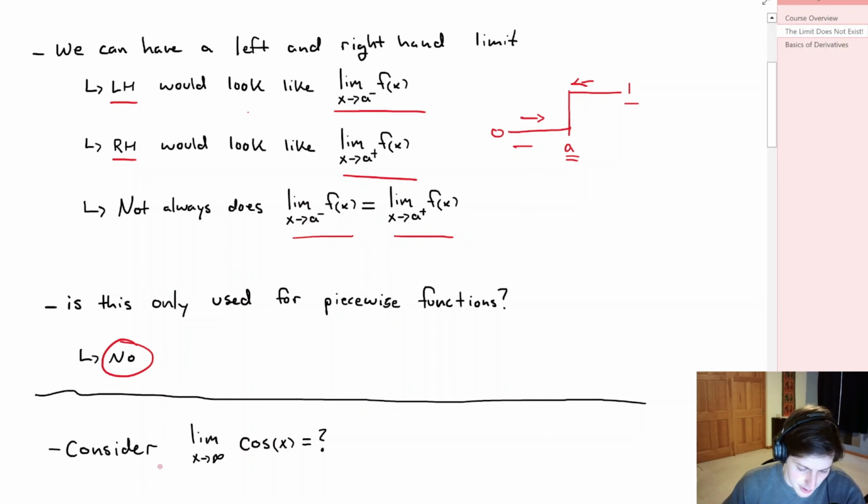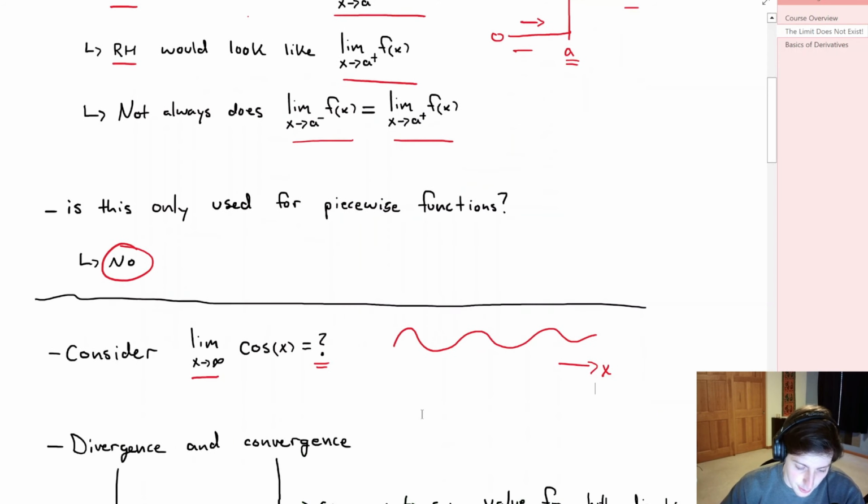So as an example, let's consider kind of this oddball thing. We're going to say the limit as x goes towards infinity, or approaches infinity, of the function cosine of x. And we're going to ask what that is equal to. So we know that our cosine function oscillates like this, and it goes on forever. So as x goes to infinity, what is that value? And the answer to this may seem a little bit weird because, again, this cosine function goes on forever. So maybe there's not really a definite value we can assign to that.